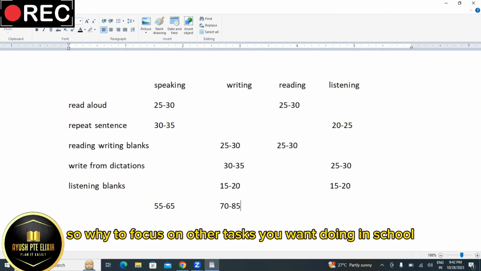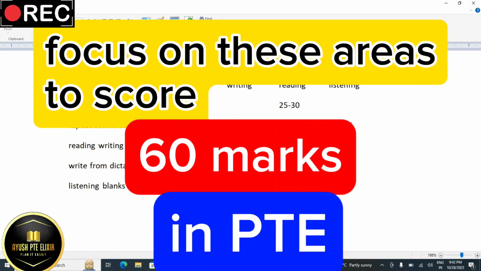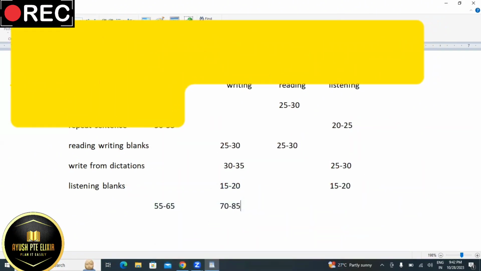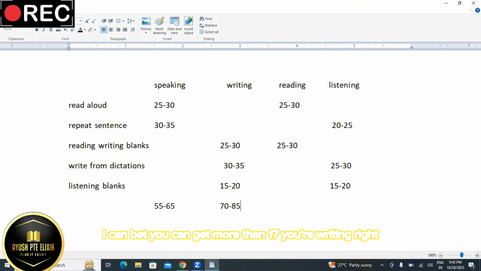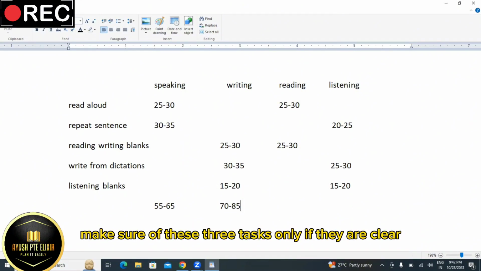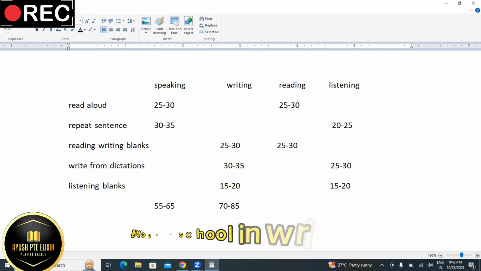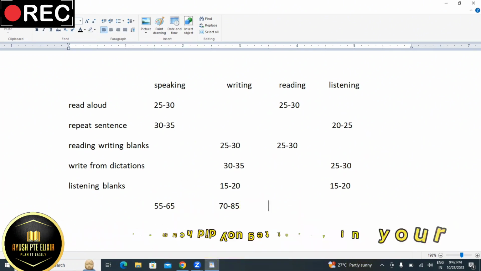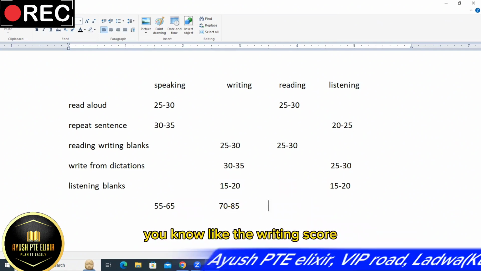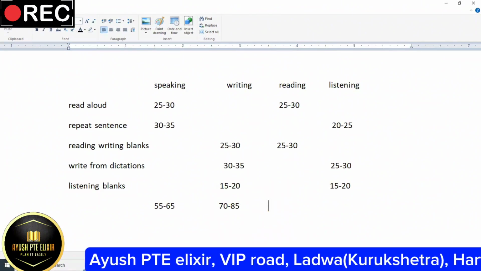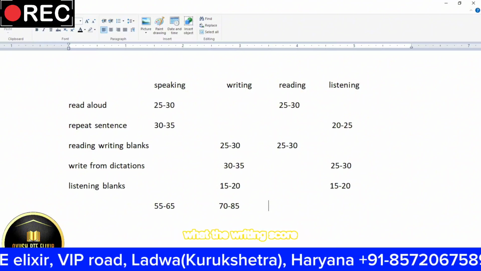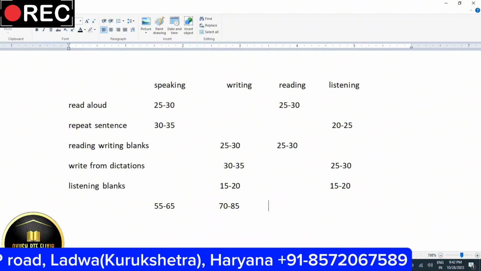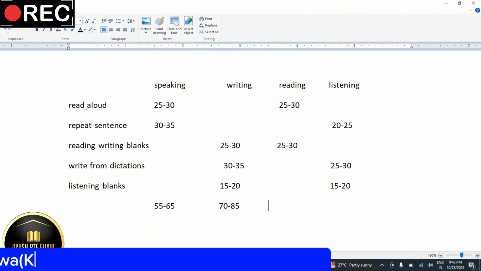So why focus on other tasks in writing, like your essays, or which template to use? It doesn't matter. Even if you skip your essay, I can bet you can get more than 70 in writing. Make sure of these 3 tasks only. If they are clear, you are going to get a good score in writing. So Raju, how much did you get in your writing score in the mock? Only 1 I checked, around 77.